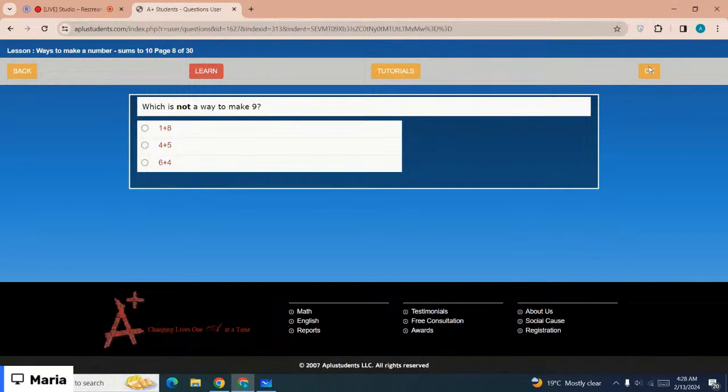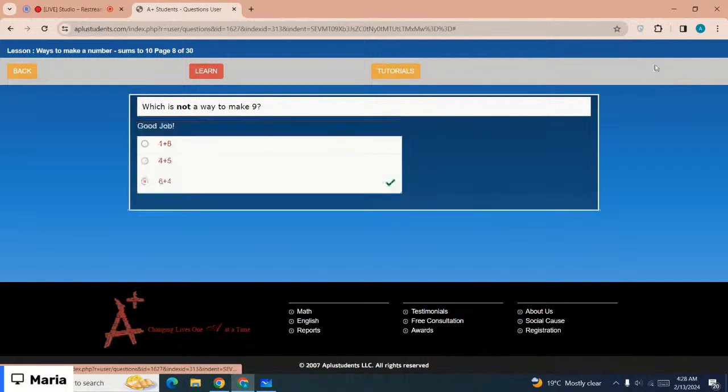Which is not a way to make 9? That is 6 plus 4 is not a way to make 9, right? Okay, you can complete the lesson by yourself later today.